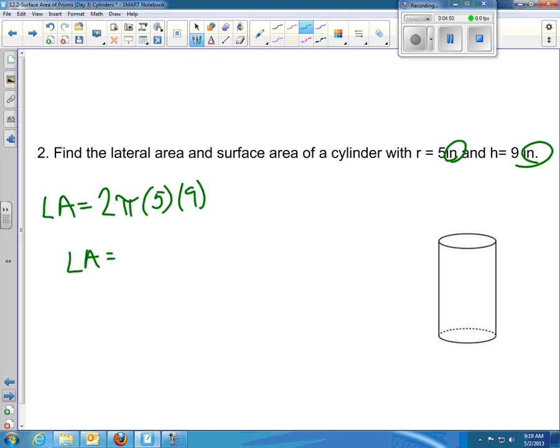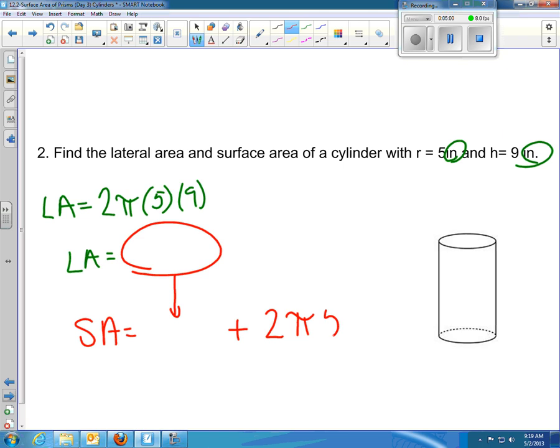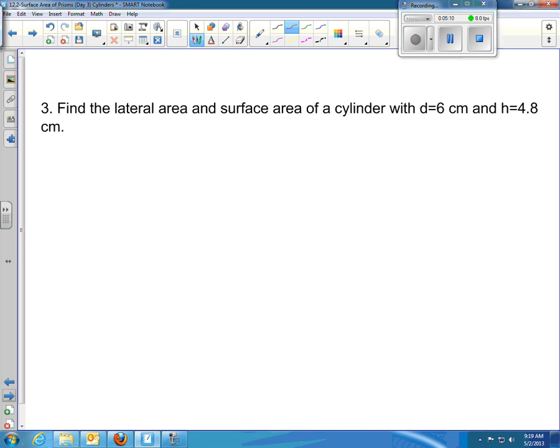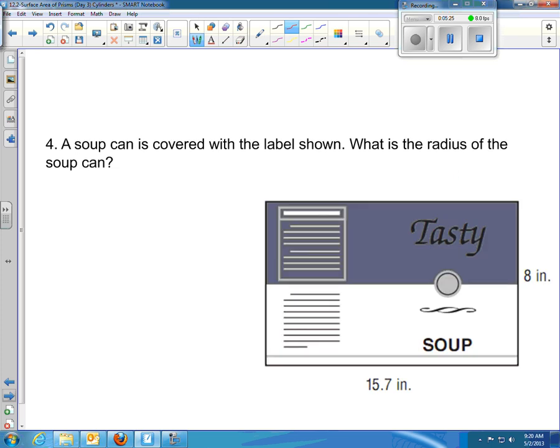For your surface area, you're going to take your lateral area answer and plug it in, plus 2 times pi times our radius squared. And you're going to bring your surface area and your lateral area with labels done for tomorrow. All right, find the lateral area and surface area of a cylinder with a diameter of 6 and a height of 4.8. If we're given our diameter is 6, our radius is 3. Go ahead, plug it in and come with that one done for tomorrow.